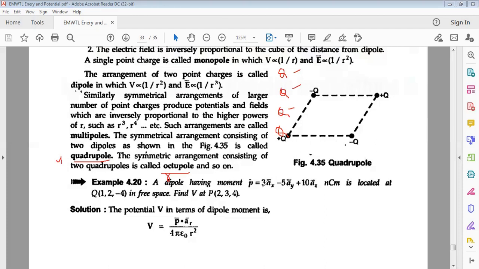So as an example, if P bar is given and Q is given, find the potential, which means P bar dot a_R bar by 4 pi epsilon naught R square. You can find the equations also.